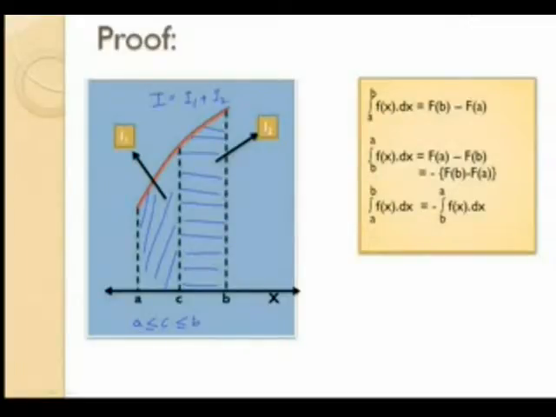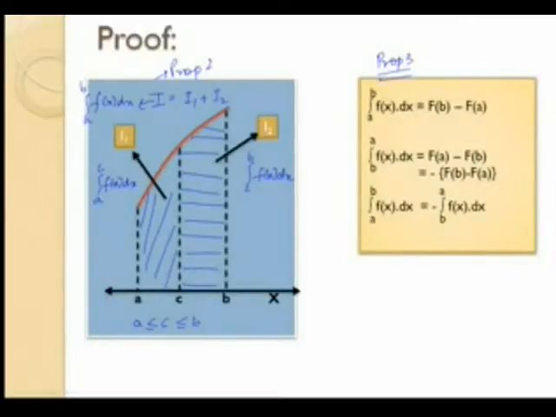Now I1 is nothing but integral of f(x) dx from a to c, and I2 is integral of f(x) dx from c to b. Hence we can say that the integral I, which is integral of f(x) dx from a to b, is equal to I1, which is integral of f(x) dx from a to c, plus integral of f(x) dx from c to b. This was the proof of property number 2. Now let us see the proof of property number 3.